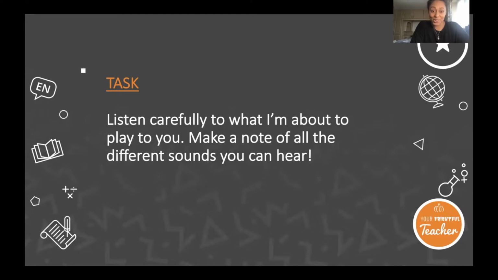Make sure you're writing down your sounds, any new sound. And start to think about what the setting might be.